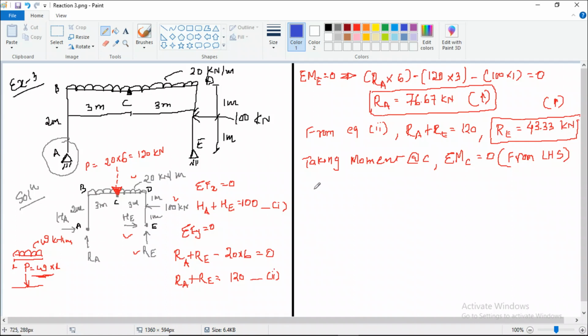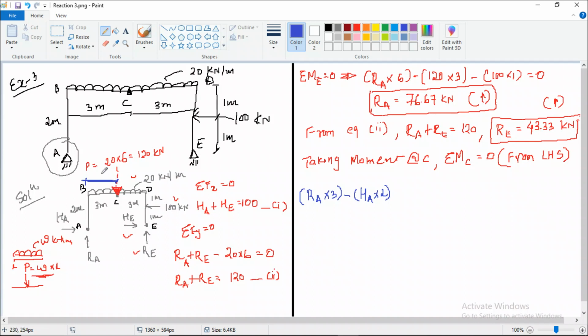So first we have RA, perpendicular distance up to point C is 3, clockwise means positive. Then we have HA, perpendicular distance is 2, this will be rotating point C anti-clockwise, so negative. And we have a UDL of 20. Now we consider the UDL of only this much distance.